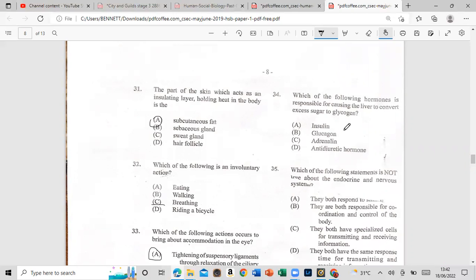Which of the following is responsible for causing the liver to convert excess sugar to glycogen? Is it insulin, glucagon, adrenaline, or antidiuretic hormone? And that is insulin, so that's A.